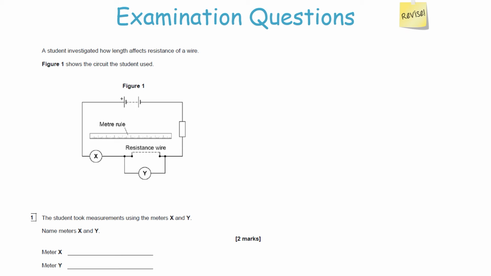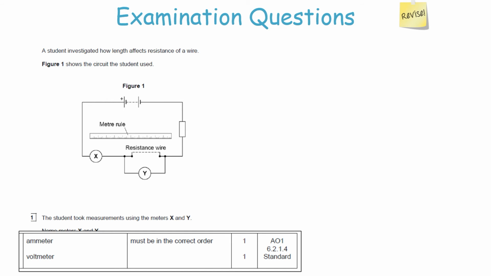Right, so it's important to note that we always place ammeters and voltmeters in circuits to measure resistance, because resistance equals potential difference measured with a voltmeter divided by current measured with an ammeter. Now how I always remember it is VIP. Voltmeter goes in parallel. So the Y meter is in parallel, so it's the voltmeter, whilst X is in series, so it is the ammeter.